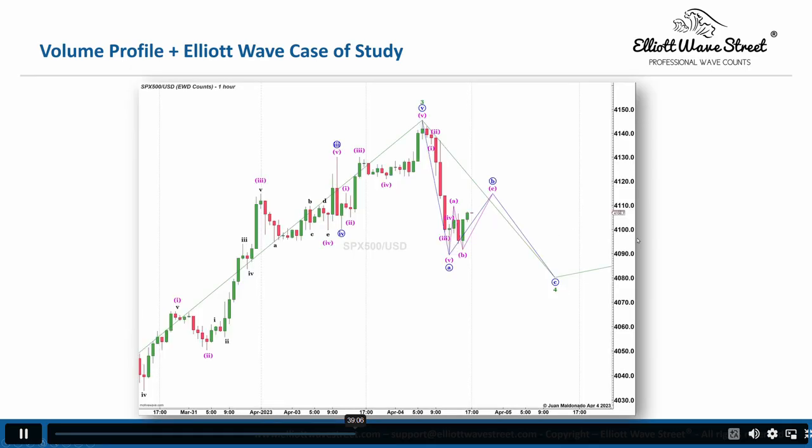So here is the actual S&P plan, Elliott wave plan. As you can see, the price today did a big sell-off. As I mentioned before, this morning I was looking for at least one more leg up before the bigger corrective. So sometimes that happens.